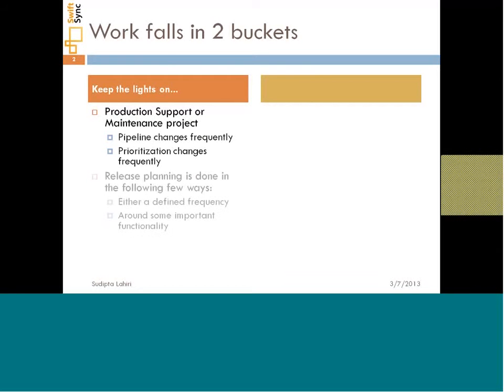And therefore, release planning is done in primarily two different ways. Many organizations would typically have a defined frequency. They would say, I would do a release once every 2 months or once every 3 months. They would have a schedule like that, and then whatever fits into that timeline goes into the release. Or they would plan a release around some critical functionality.